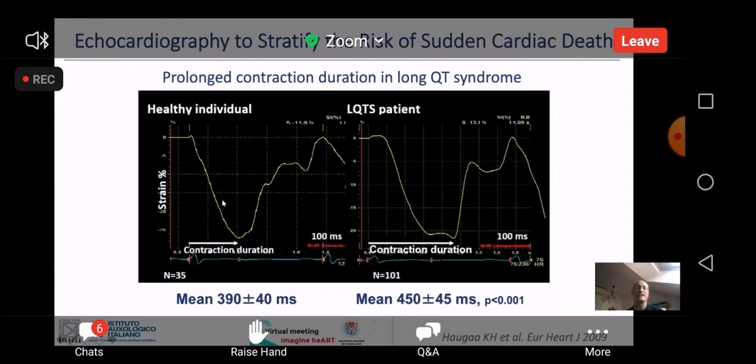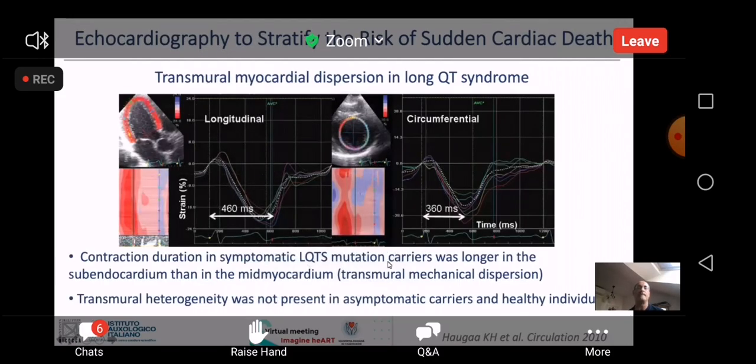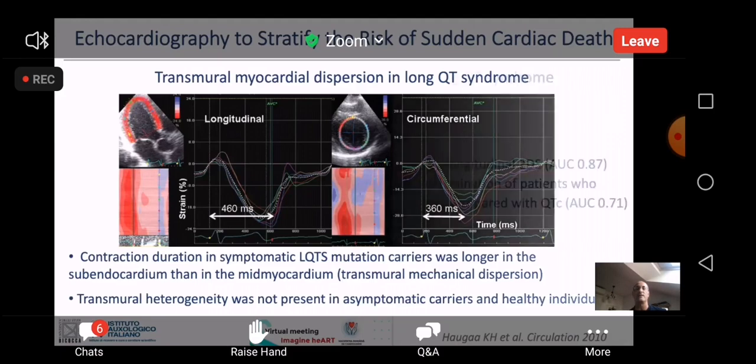Healthy individuals that, despite the long QT syndrome, have a normal contraction duration are distinguished from those who have a prolonged contraction duration. And it's not only an overall contraction, but it's also transmural myocardial dispersion in long QT syndrome, where the subendocardium is longer than mid-myocardium. So you have a sort of transmural mechanical dispersion, and this transmural heterogeneity is not present in asymptomatic carriers of the gene or in healthy individuals. And so it's important to identify those patients.